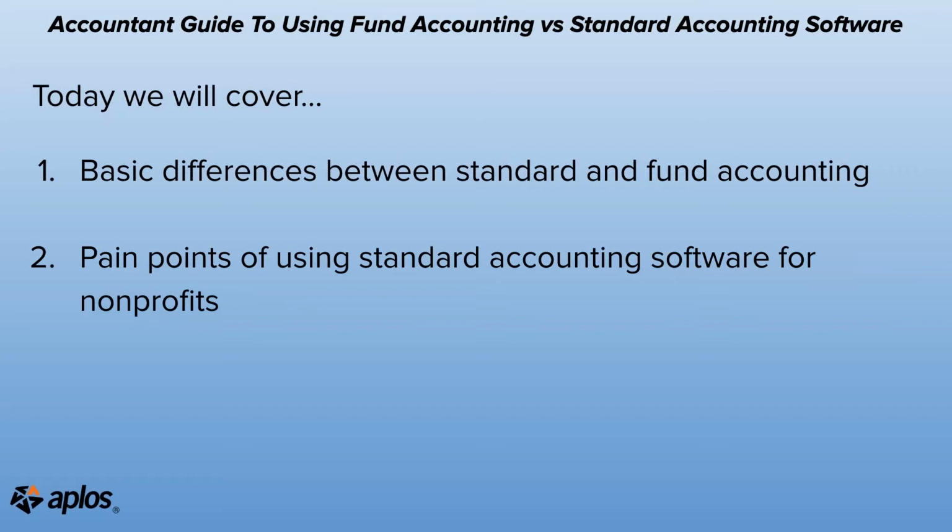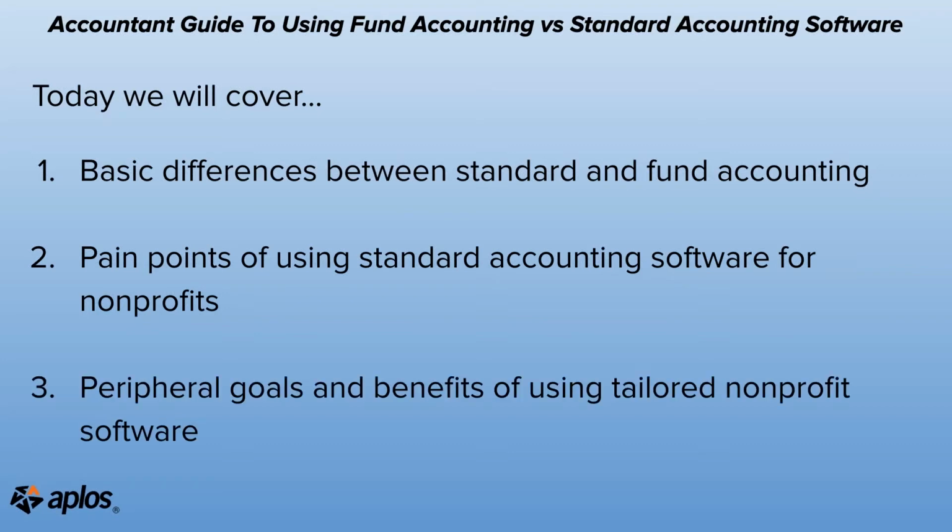And then the third is going to be the peripheral goals and benefits of using tailored nonprofit software. So in addition to just fund accounting, if we can straighten up the accounting, that's a great goal in and of itself. But then what are the peripheral goals and benefits of using a nonprofit-specific software rather than a kind of piecemeal or for-profit functionality for software?